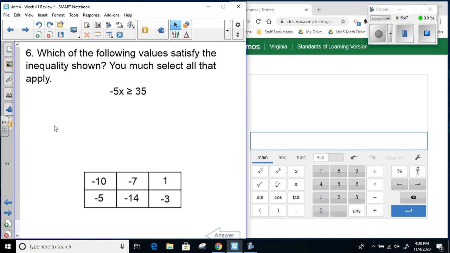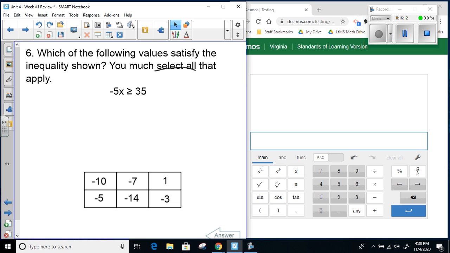The last question is a spiral review to inequalities. So number 6, which of the following values satisfy the inequality shown? You must select all that apply. Don't forget when it says select all, that means there's going to be more than one correct answer down here. So first we need to solve this inequality, and then when we get our answer, we can think about all the possible solutions that would be true for x.